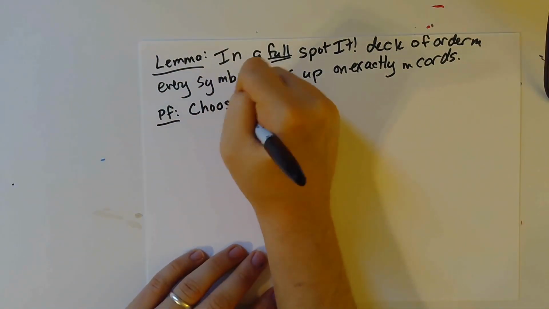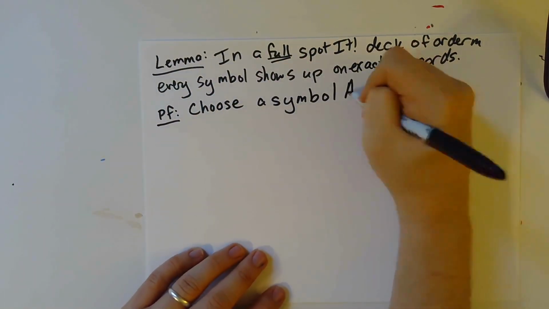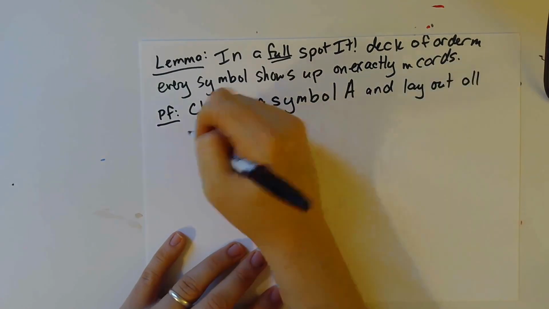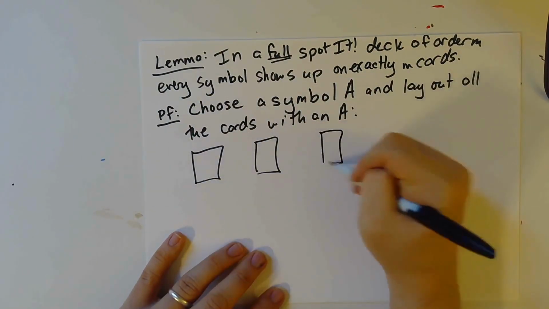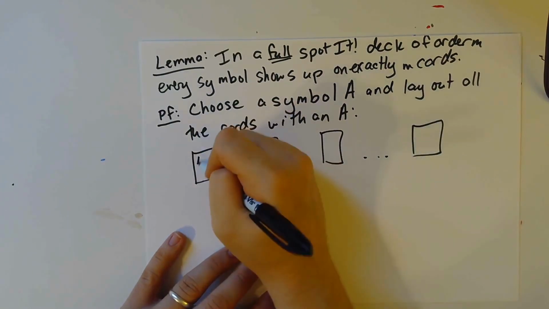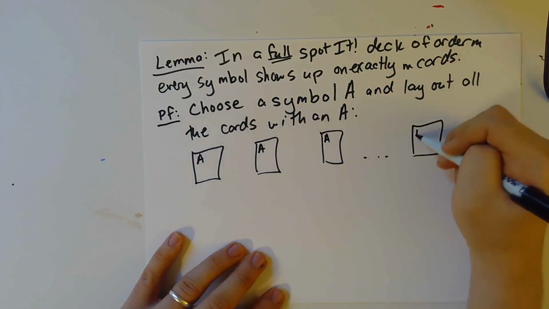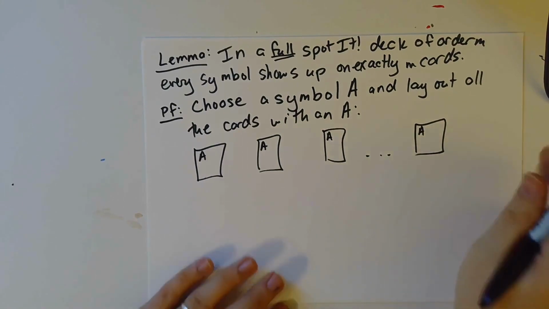So choose a symbol. I'm going to call the symbol A. And we're going to lay out all the cards with an A. We'll just lay them out however many there happen to be, and each of these has an A on it. Don't know how many of them there are yet, though.